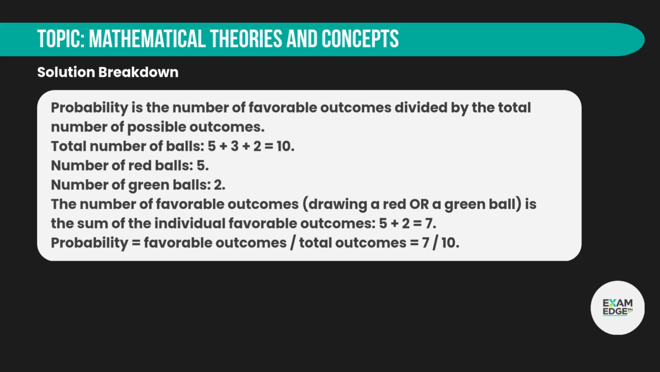The number of favorable outcomes, drawing a red or a green ball, is the sum of the individual favorable outcomes. 5 plus 2 equals 7. Probability equals favorable outcomes over total outcomes equals 7 over 10.